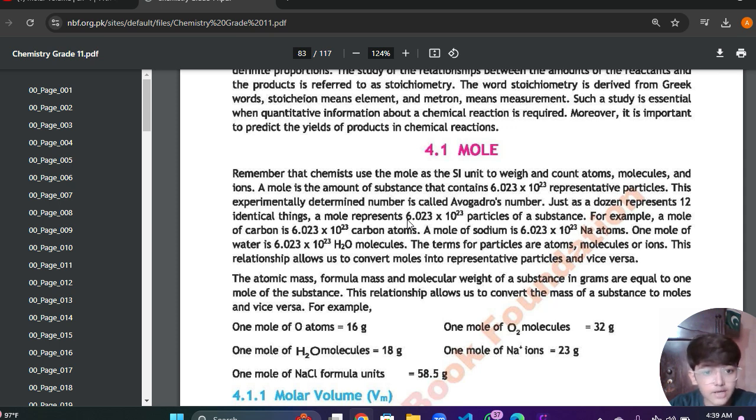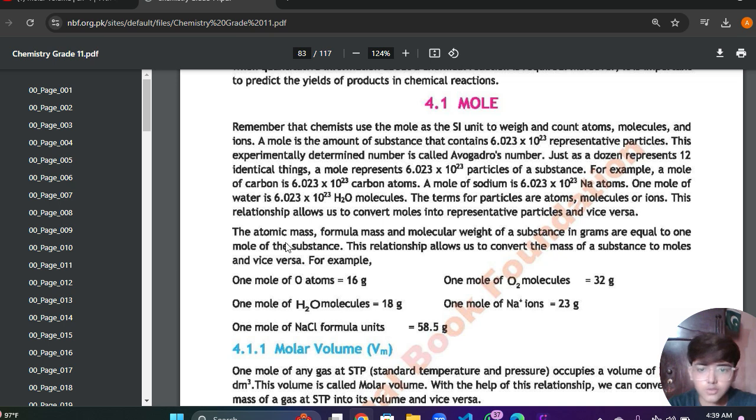Again, if you calculate any atom, any element here, you will find the same answer because it is constant. A constant is somewhat a thing that stays same even if we add hundreds of tons of numbers in it. This relationship allows us to convert moles into representative particles and vice versa. How is that so? Let's just dive deep into it and try to study what is a mole. Basically, the atomic mass, the formula mass, and molecular weight of a substance in grams are equal to 1 mole of a substance. This relationship allows us to convert the mass of a substance to moles and vice versa.